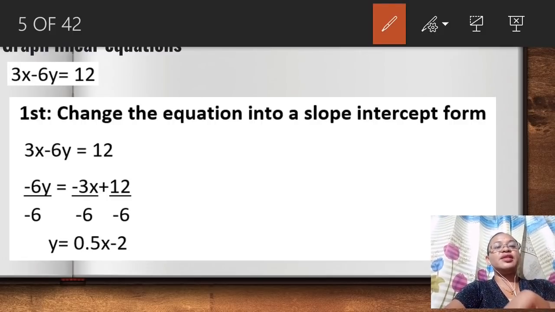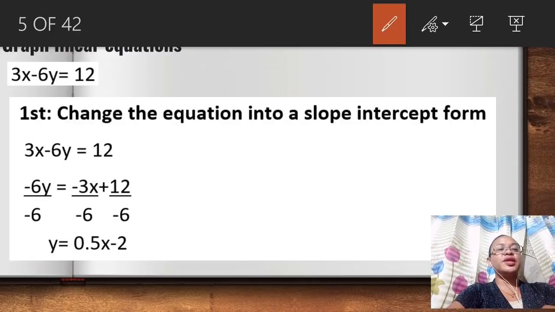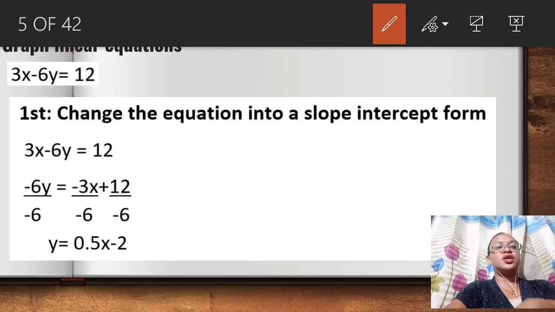And then we divide negative 6y by negative 6, and it becomes 1y, which is just y. y equals negative 3 divided by negative 6, which is positive 0.5x, and 12 divided by negative 6 is negative 2. And so the slope-intercept form of that linear equation is y equals 0.5x minus 2. And that equation will be used in finding the points to be plotted on the Cartesian plane.